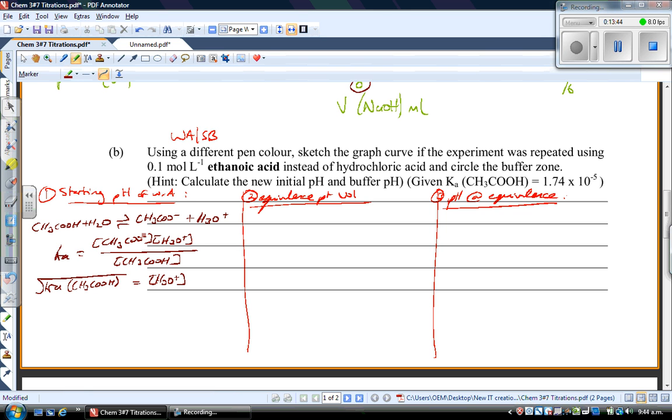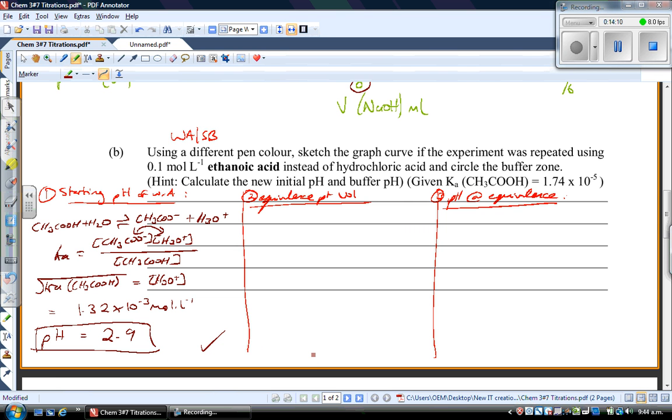Remember, we're making the assumption that these 2 species at equilibrium have equal concentration. So the concentration of H3O+ works out to be 1.32 × 10^-3 moles per liter. And that gives you a starting pH of 2.9. So that's what you would expect for a weak acid. It was 1 for the HCl, 2.9 for the ethanoic acid. So we've done one of the 3 things.